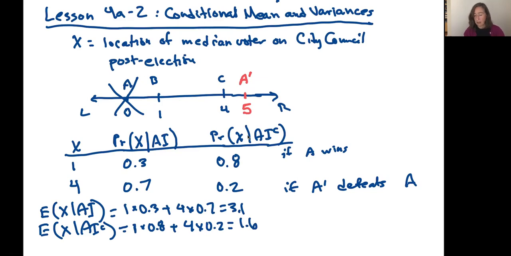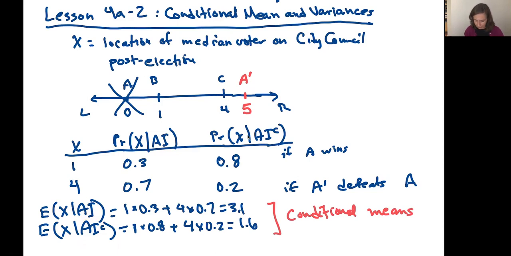Okay, so these are our conditional expected values, or as we tend to say, conditional means. Expected value conditional on one event, conditional on another event.